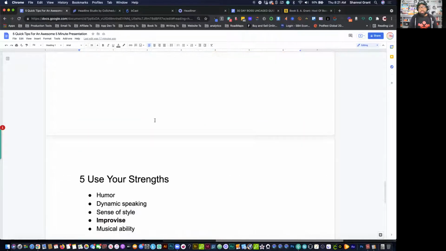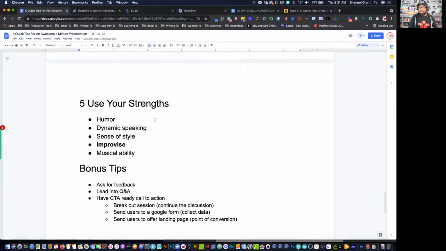Going into number 5 is using your strengths, right? If you can be a smartass, be a smartass, crack jokes. Again, that's going to break the ice. It's going to level out the playing field. It's going to slim down the fear factor.